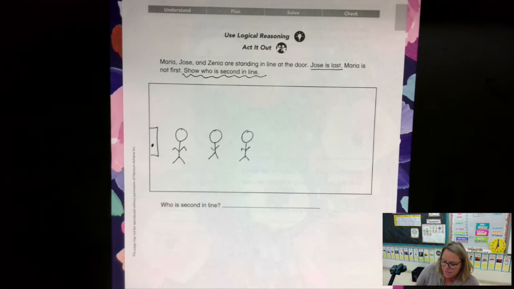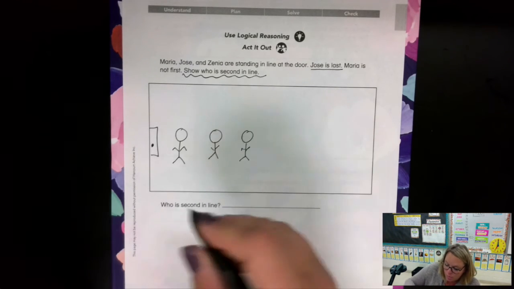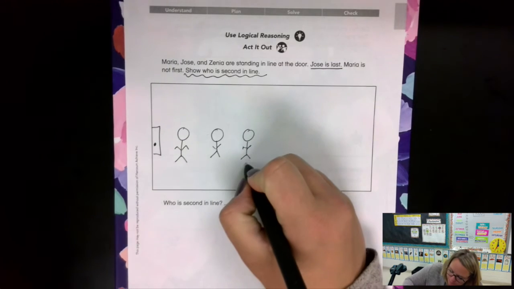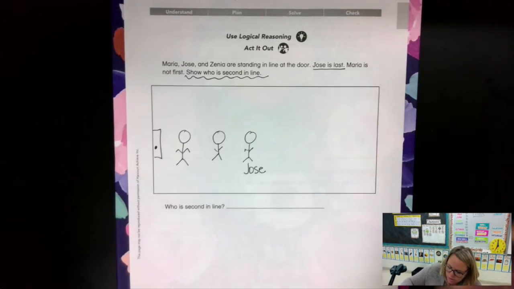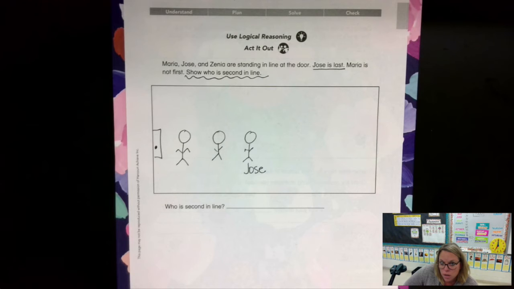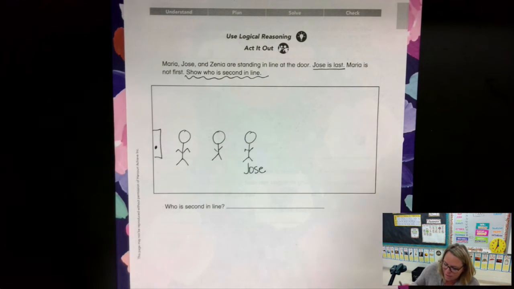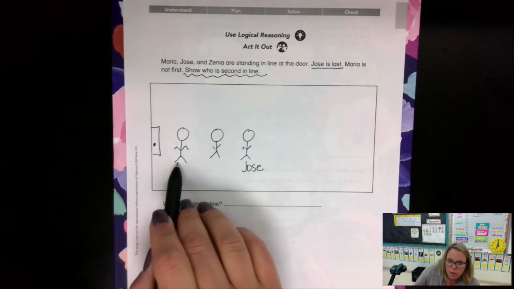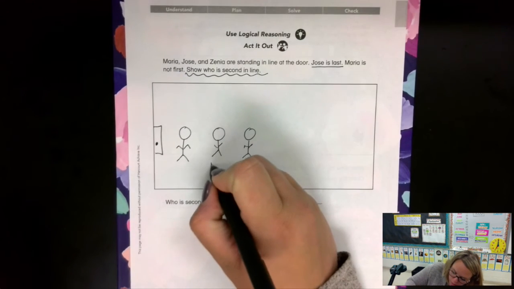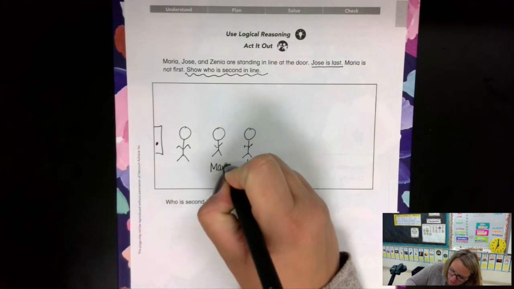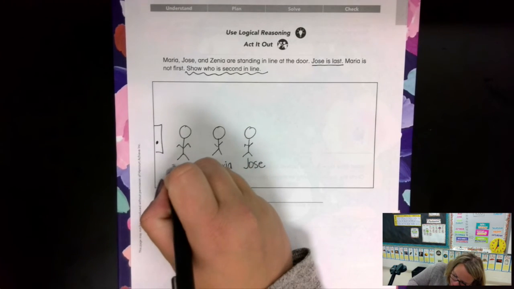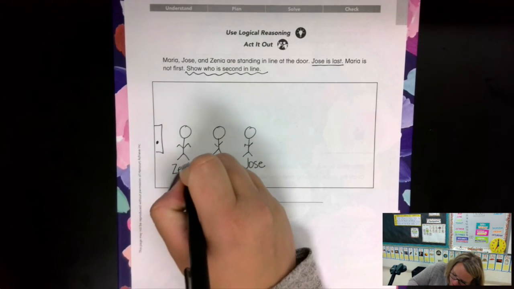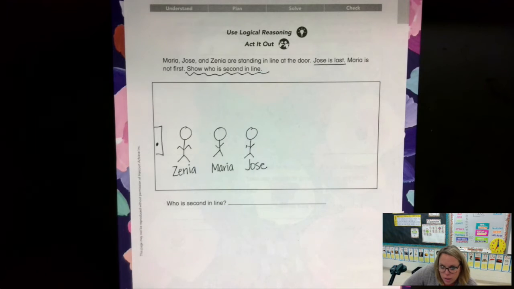It says Jose is last. So the child who would have been Jose would have made sure they were at the end of the line. I'm going to write Jose on the line. Then it says Maria is not first. So can Maria be here? No, Maria has to be here. And that means that Zania is going to be at the front of the line. So the question then asks us, who is second in line?